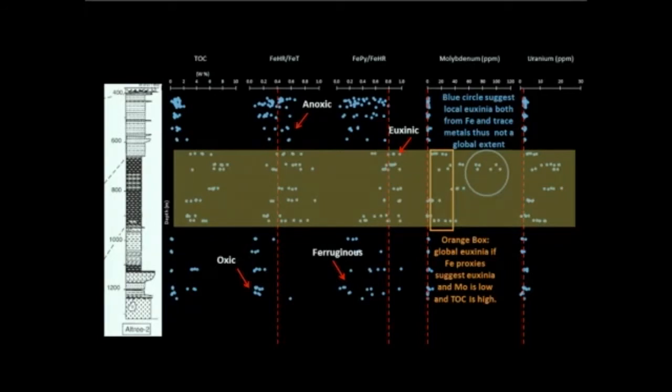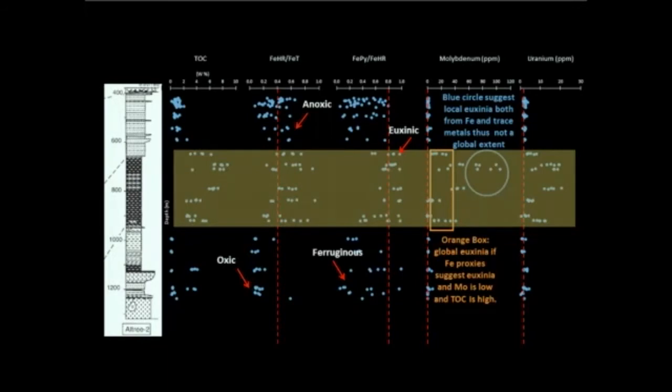the tidal flux. When you combine these trace elements with the iron proxy, you can get a lot of data and even infer global reservoirs. So in the orange box, when you have molybdenum data that is very low, in the 20s to 40s, global euxinia is only possible if you have iron proxies that suggest that molybdenum is low, which is here, and the TOC is high, which you see, right? And also when the iron proxies show that it's euxinic.